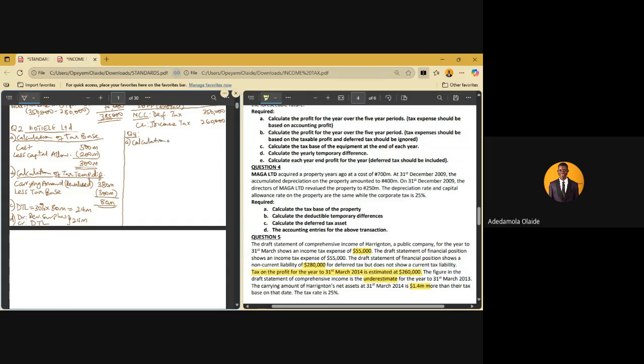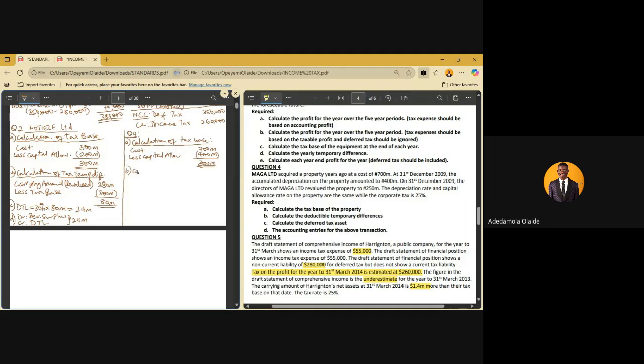Calculation of tax base. We'll have cost, which is 700 million, less capital allowance. Just like the other one we did, capital allowance and depreciation are the same, so it will be 400 million. That will give us 300 million as the tax base.